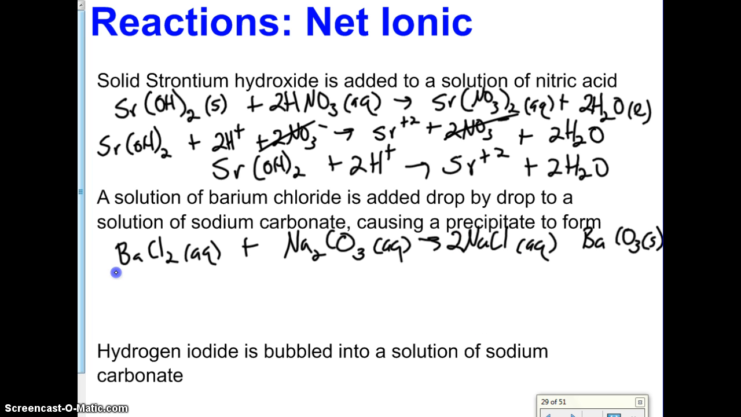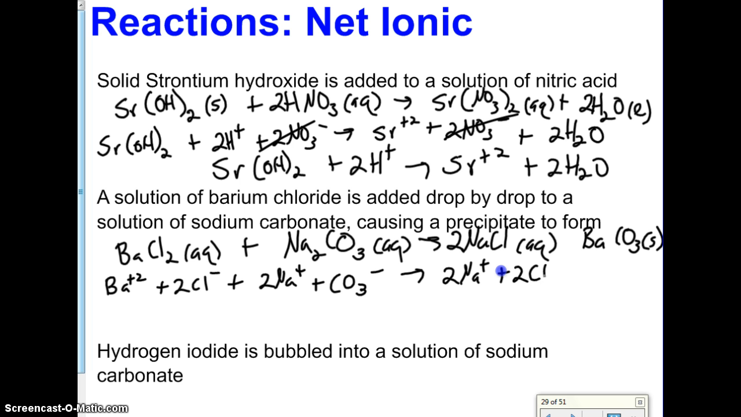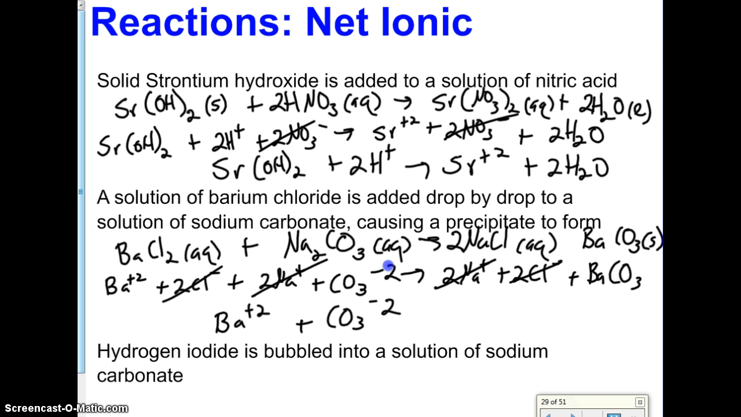So 2 here, that's done. We break up our ions. We end up with Ba 2+, plus 2 Cl minus, plus 2 Na plus, plus CO3 2-, forming 2 Na plus, 2 Cl minus, plus BaCO3. So the things that are going to cancel out are our chlorines and our sodiums. So our net ionic equation is just Ba 2+ plus CO3 2-, forming BaCO3. Okay, so that's kind of it.